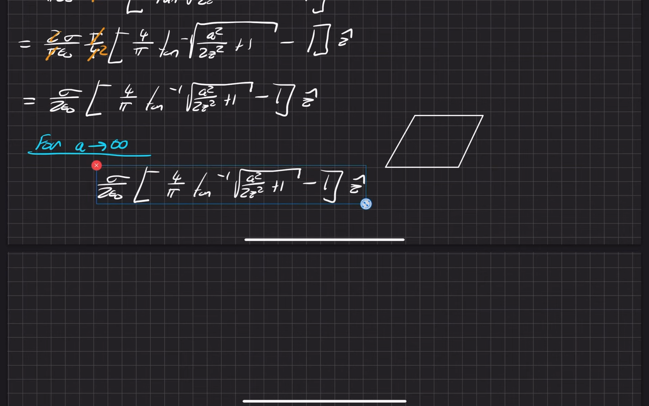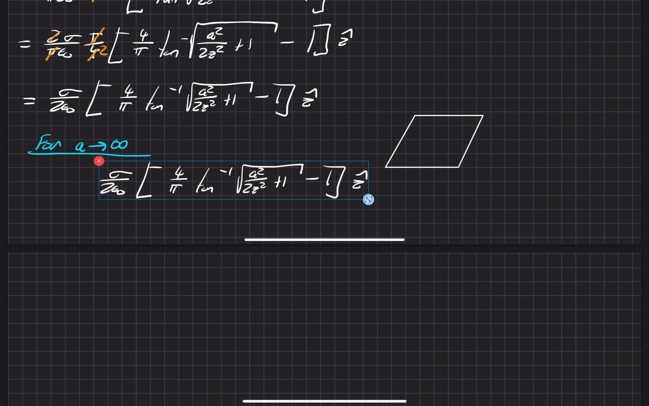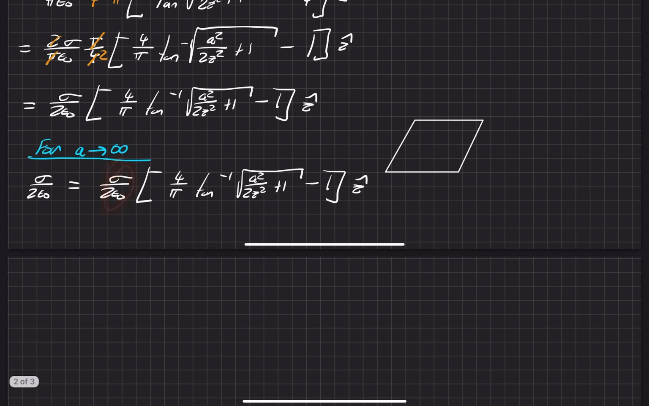And we know from previous problems that the electric field at a point z above an infinite plane, or any distance from an infinite plane, doesn't really matter, is equal to this value right here. It's sigma over 2 epsilon naught, which is conveniently what is right here. So we expect that as A goes to infinity, this whole thing goes to 0. So let's go ahead and verify that right now.